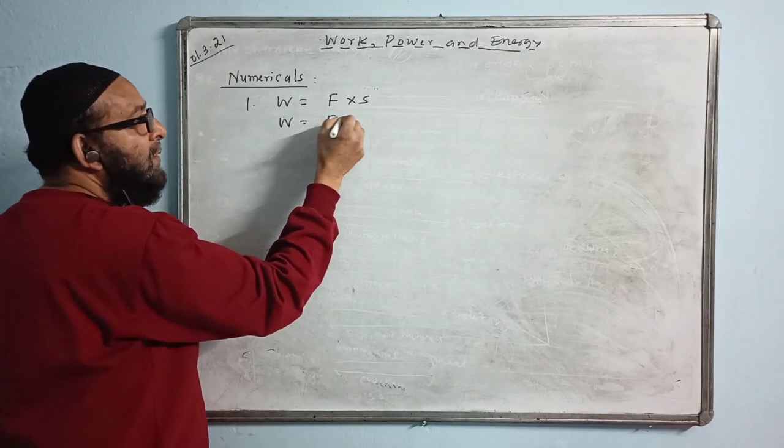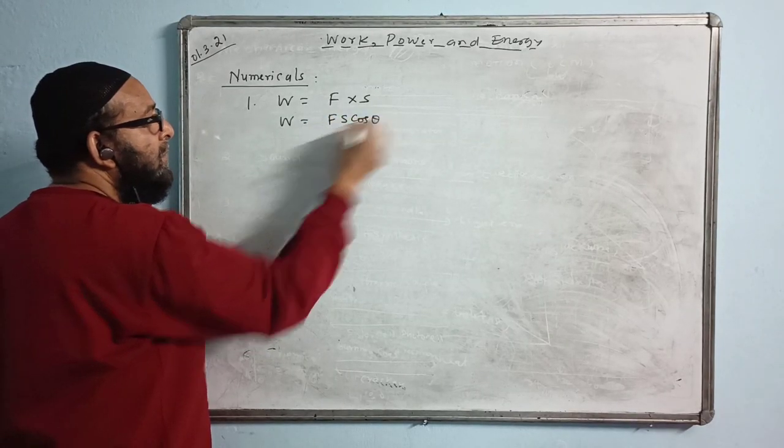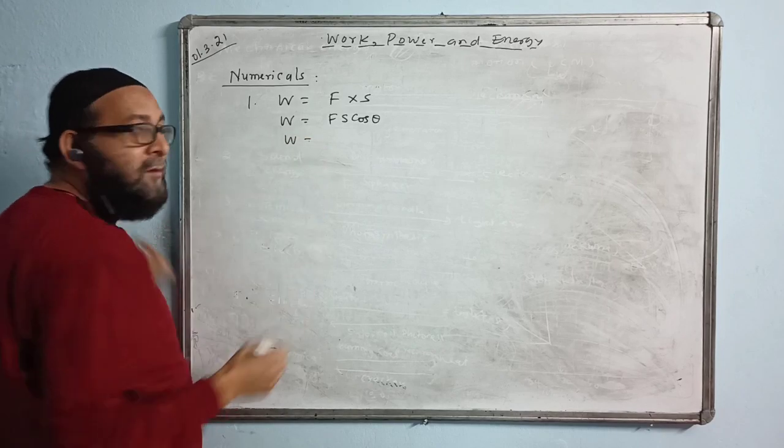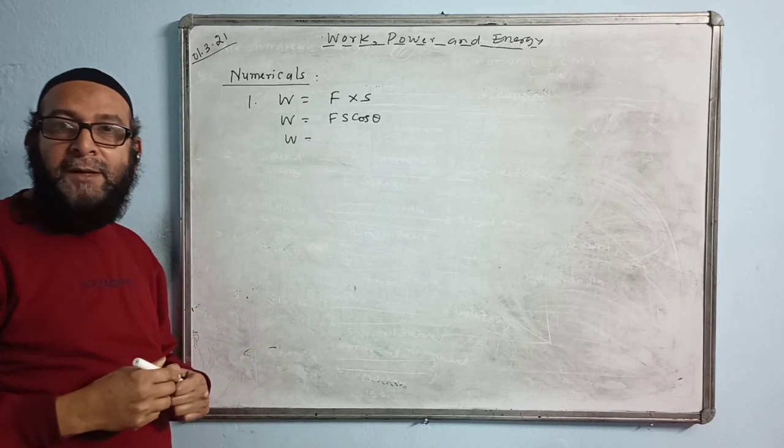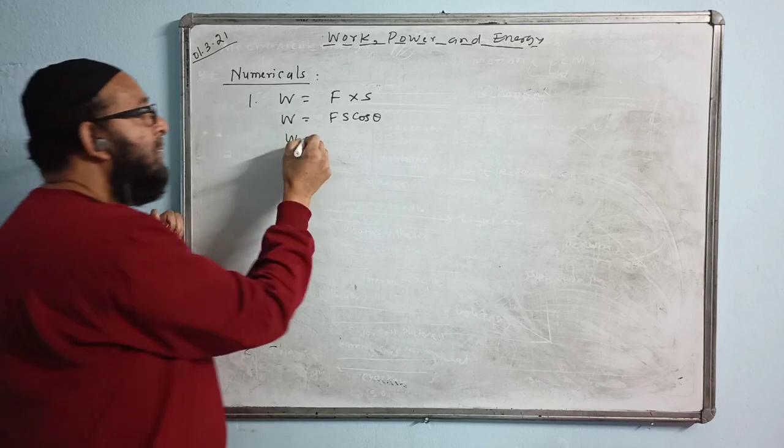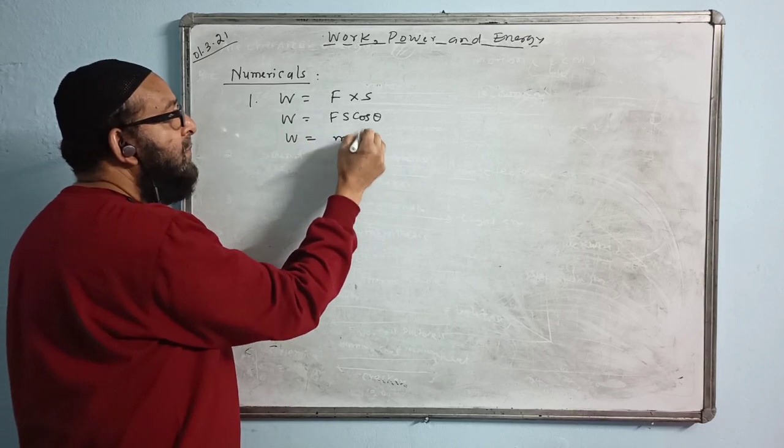This angle, the formula becomes Fs cos theta. When we are lifting a body to some height, the work done to lift the body to some height will be mgh.